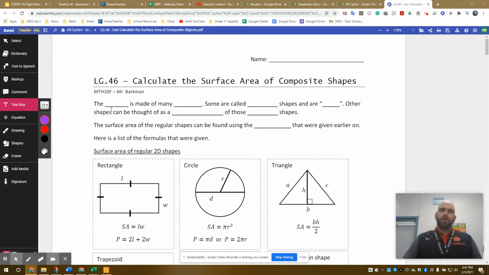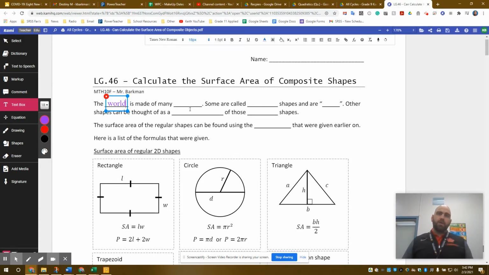So the first thing I want to mention is how our world is made up of many different shapes. We see it all around us. Some of them are what we call regular shapes. These would be what we might consider to be "nice". Nice means that they're even, they're regular. We can solve for them, and we can find the area of those shapes.